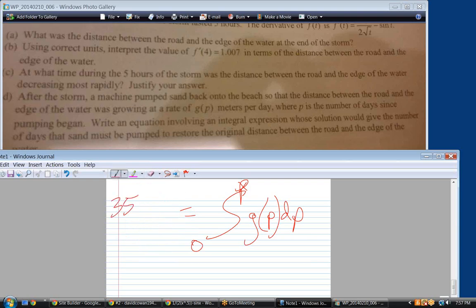So 35 feet is where it started. It ended up at 26 feet. So approximately 9 feet of erosion took place. We need to rebuild up 9 feet of sand, and we're going to do it by integrating g of p for p number of days until that's equal to 9. Now, we don't know how to solve this because they don't give us g of p, but they don't ask for a solution. They just said write an equation.